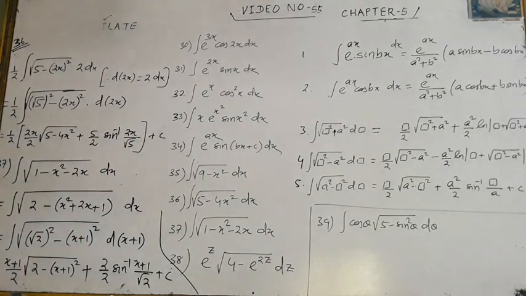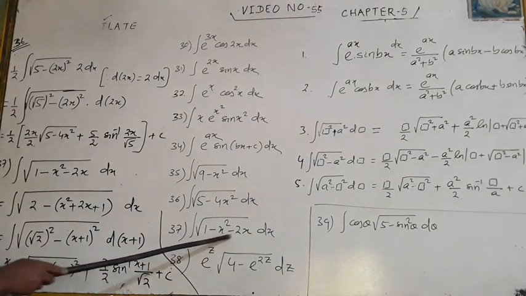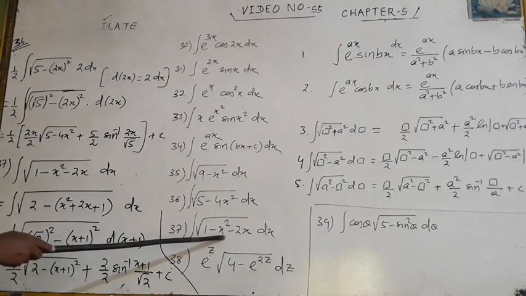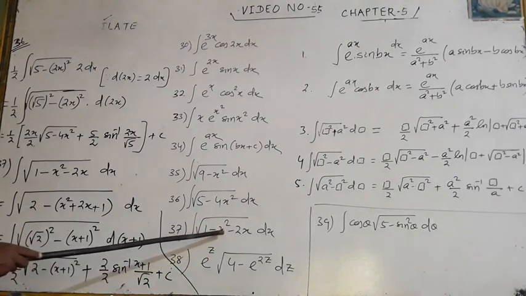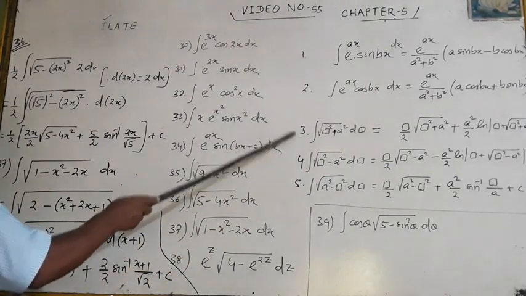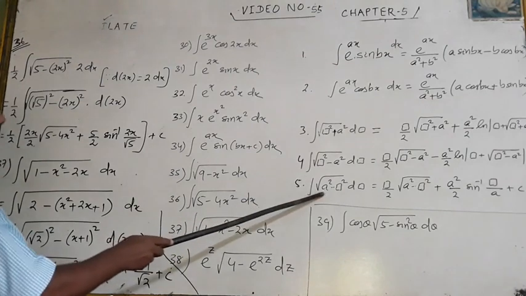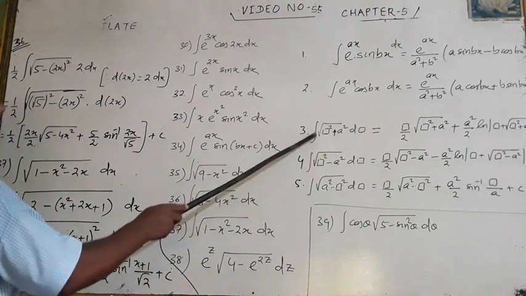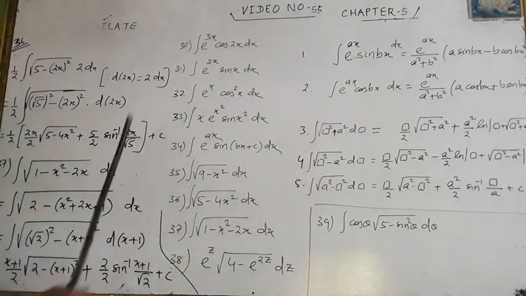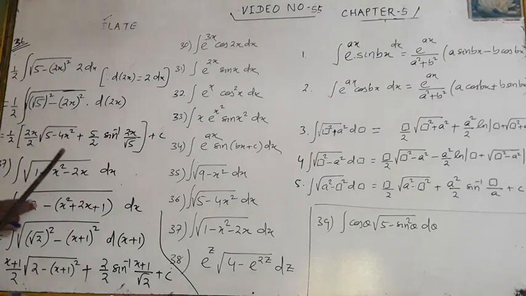Next, number 37. Look at here. It is square root of 1 minus x square minus 2x. Here there is minus x square. Looking at minus x square, you have to know that it is in formula 5, because a square minus x square. Everywhere x square is positive, but here in formula 5 it is x square negative. What you have to do next is take the minus sign first. Take the minus sign first here. Then take x square common: x square plus 2x.